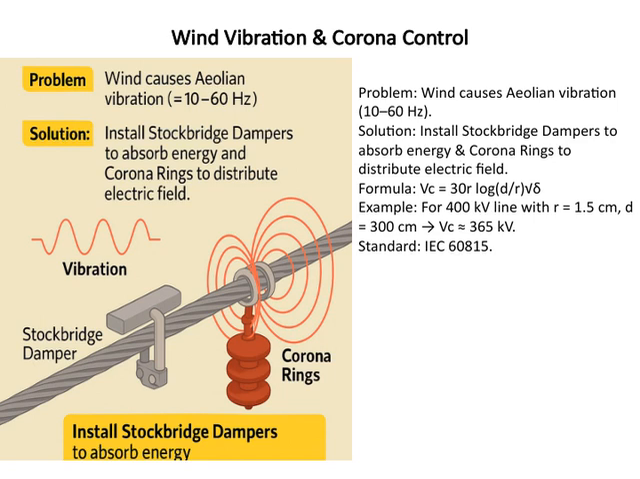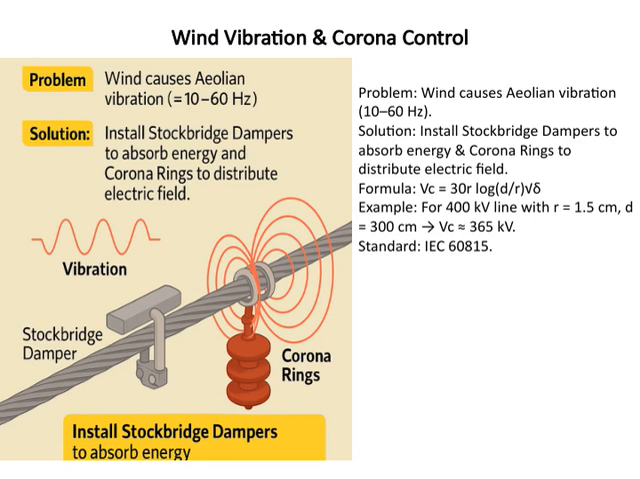These devices are designed to absorb the energy from the wind-induced vibrations, helping to reduce the stress on the conductors. On the electrical side, corona rings are used to distribute the electric field more evenly around the conductors and prevent corona discharge, which can cause power losses and radio interference.